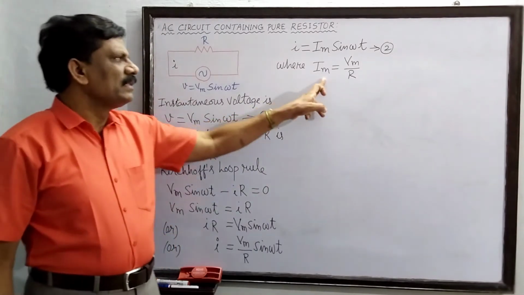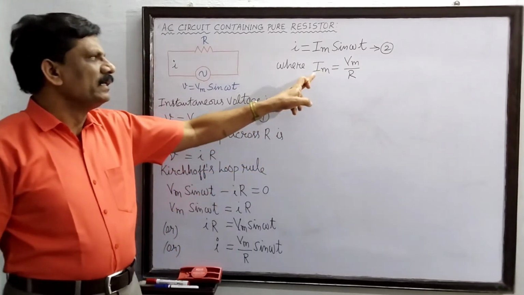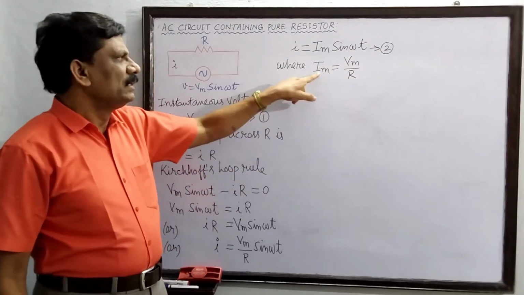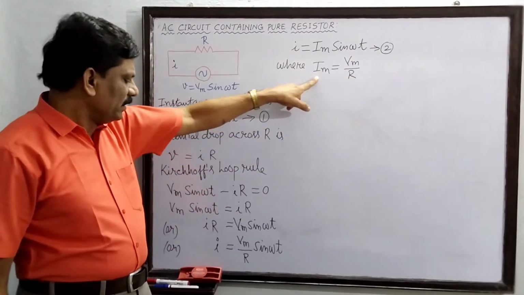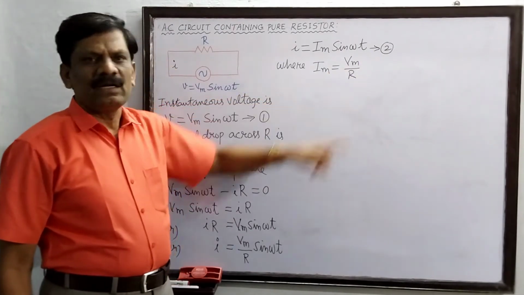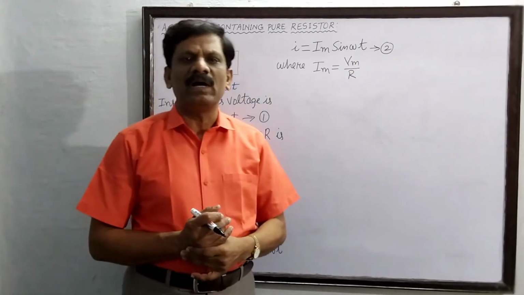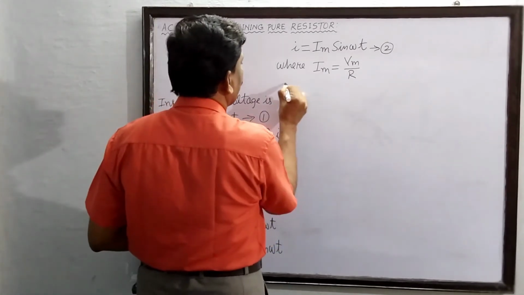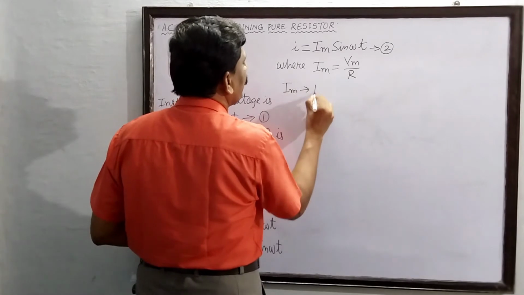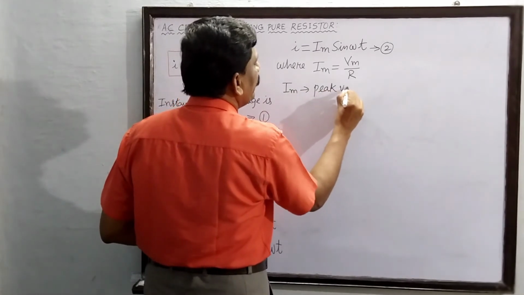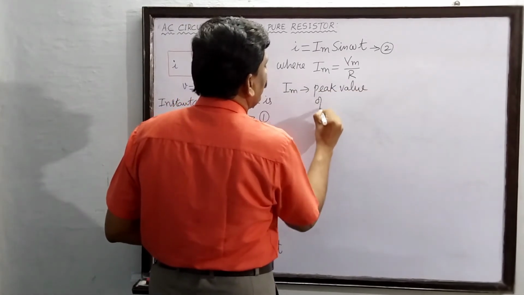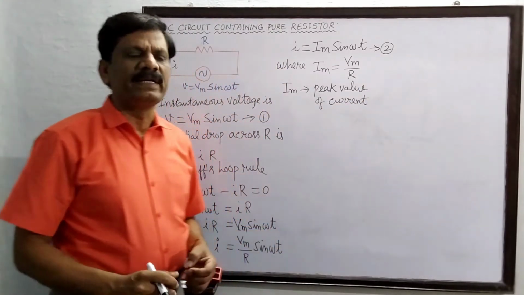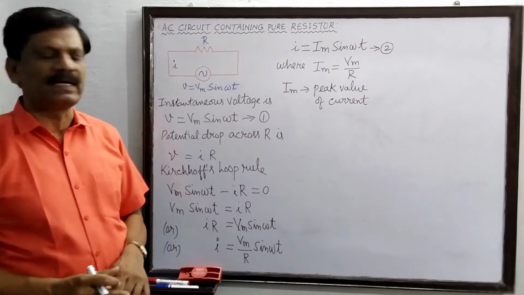I compare this with Ohm's law: current i is equal to voltage by resistance. Therefore this Im, which is equal to Vm by R, must be the maximum value attained by the current in the circuit. Im is called the peak value of the current. Just like Vm is the peak value of the voltage, here Im is the peak value of the current.